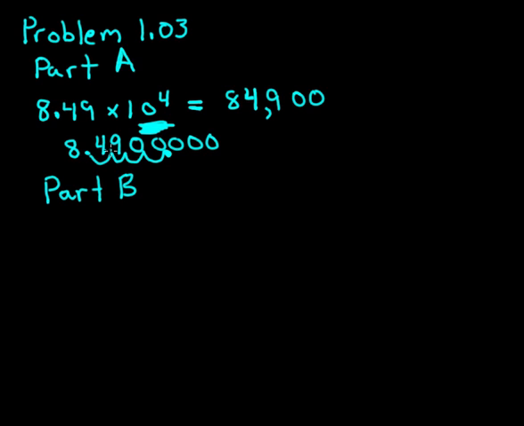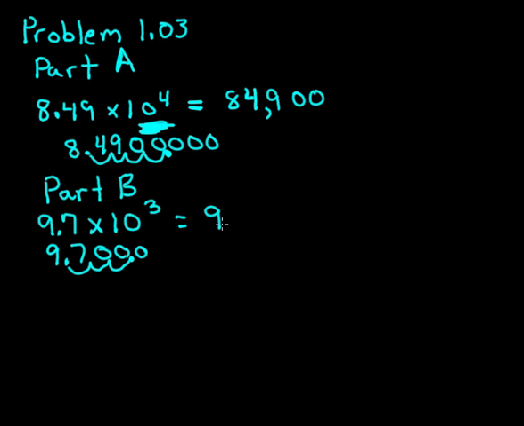So for part B, for me, it had 9.7 times 10 to the third. So I'm going to write my 9.7 out. I'm going to add some extra zeros. Again, this is positive, so I'm going to move this to the right. 1, 2, 3. So when I rewrite this, I get 9700. But visually, we like to see commas so that we know, oh, it's 9,700.